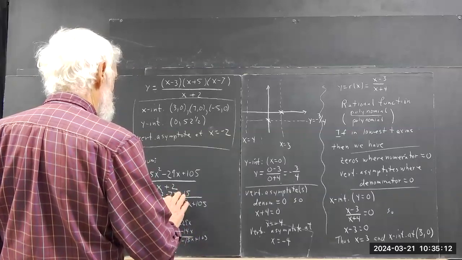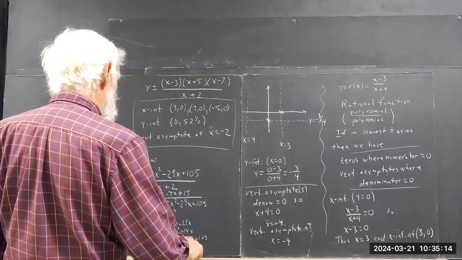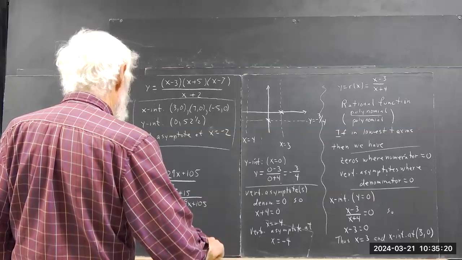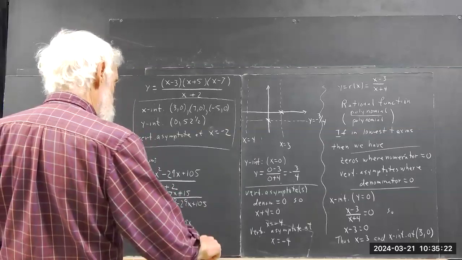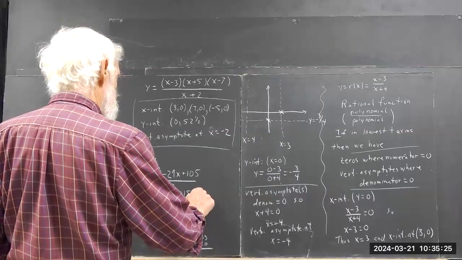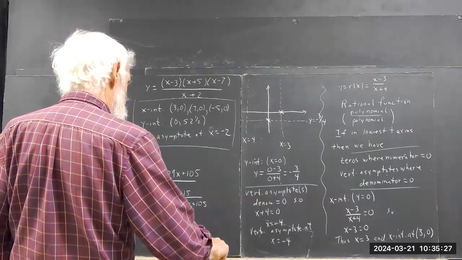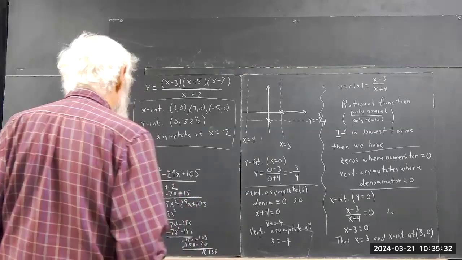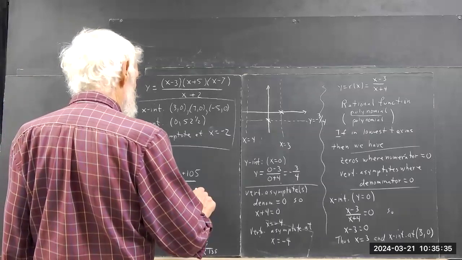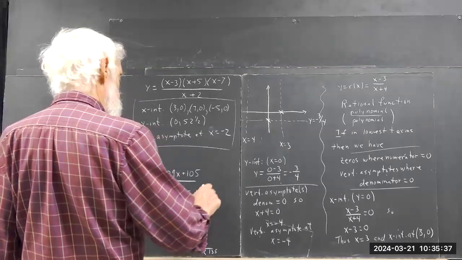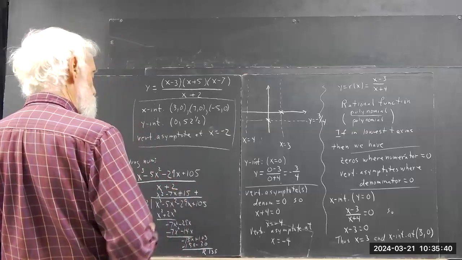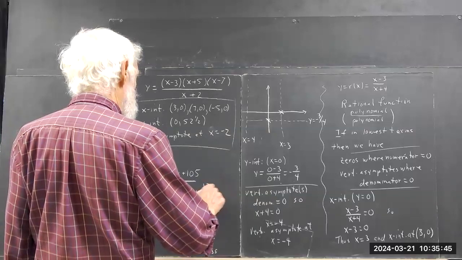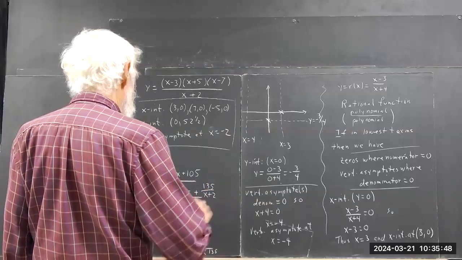I don't know where I'm getting plus 15. It's minus 15. Minus 15x minus 30, leaving me a remainder of 135. If I've done this correctly, then my final division will be x squared minus 7x minus 15 plus the remainder over x plus 2. That's 135 over x plus 2.